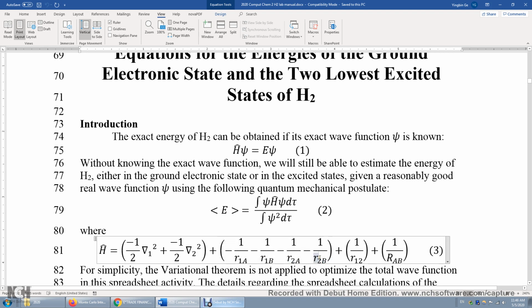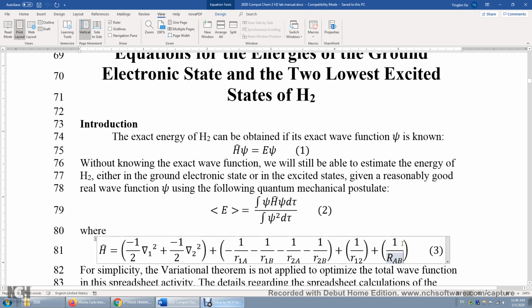Alright, so we have 2 electrons, and then these 2 electrons repel each other. This is the repulsion term. How about the 2 nuclei? They also repel each other. This uppercase R_AB is the distance between nucleus A and nucleus B.